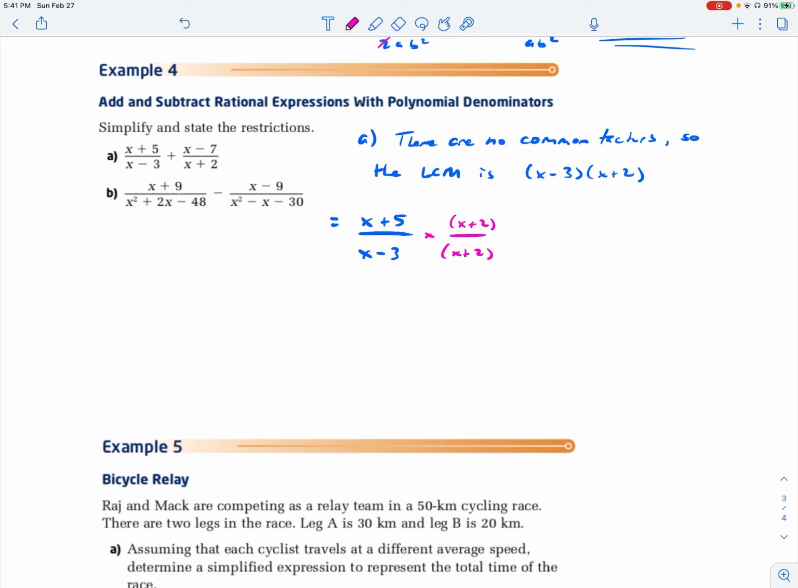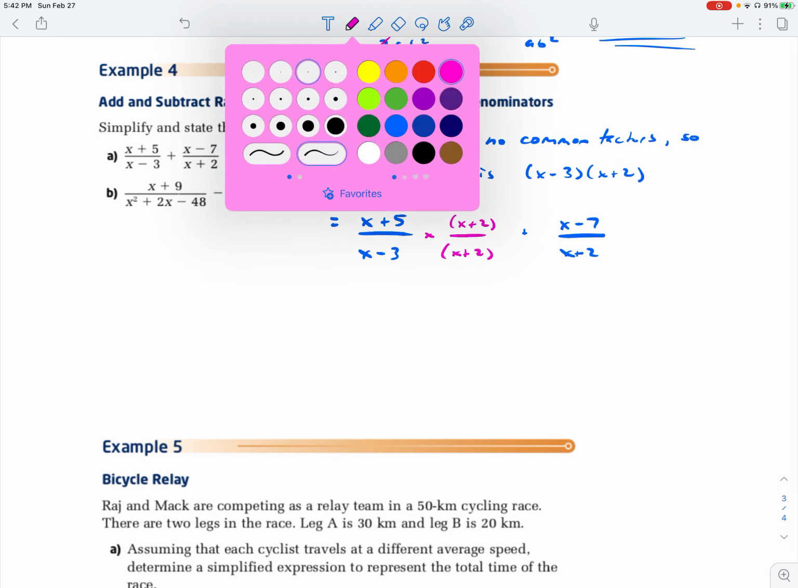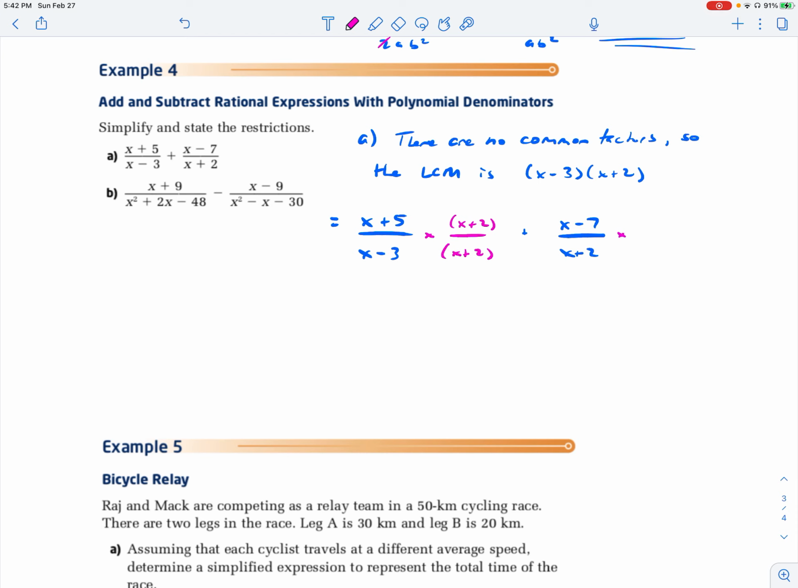And then for the second one, I'm going to multiply this one by an x plus 3 in order to go from here to here. I already have the x plus 2 part. I just need to multiply it by an x plus 3. So whatever we do to the denominator, we're going to do to the numerator.